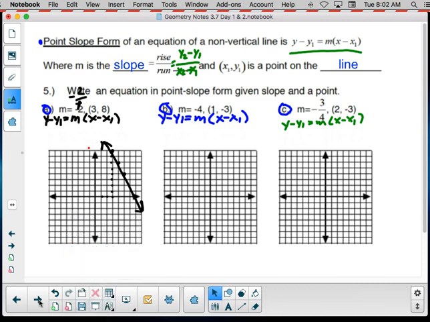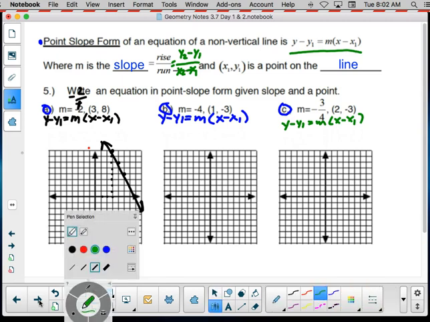But they asked me also to write the equation. This is x sub 1, this is y sub 1, and so I got y minus 8 equals -2 times (x minus 3). I have just written an equation in point slope form. I'm done. Okay, I don't have to do anything else. It's very descriptive. I know where y is, I know where x is, and I know where my slope is.